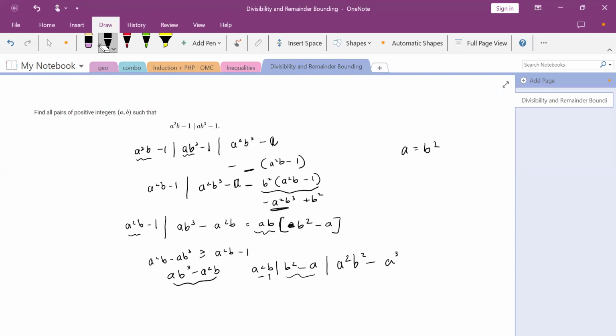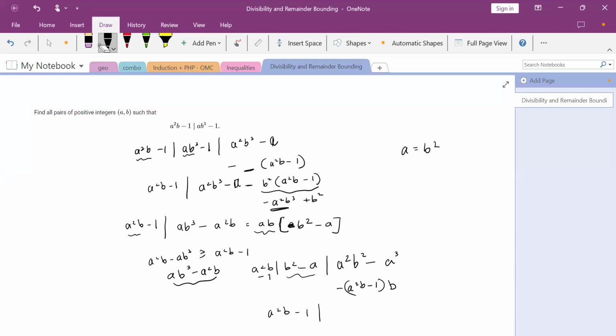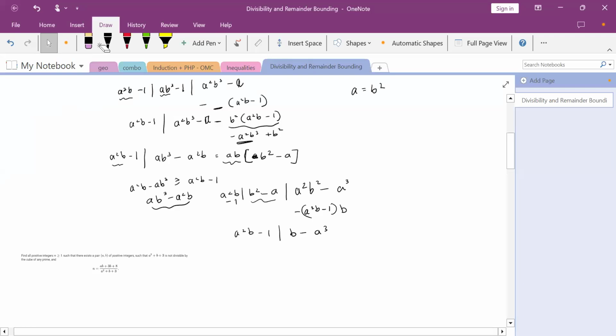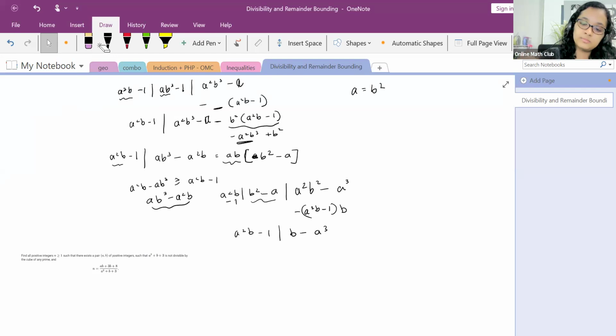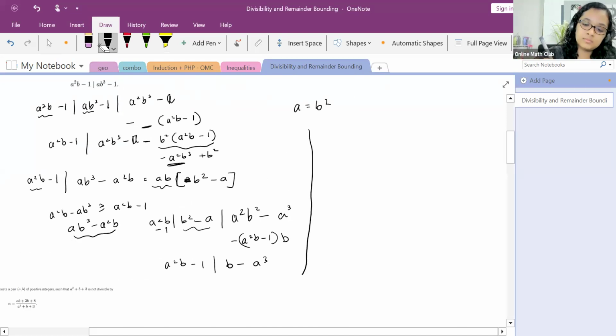Now observe one thing: this implies a square b minus 1 is less than or equal to a. First of all, you subtract it, right? So we will be getting b minus a cube. This is given b minus a cube, right? Yes, so this must be less than or equal to that. It could be b minus a cube or a cube minus b, it could be either way. Right? You still have two cases.